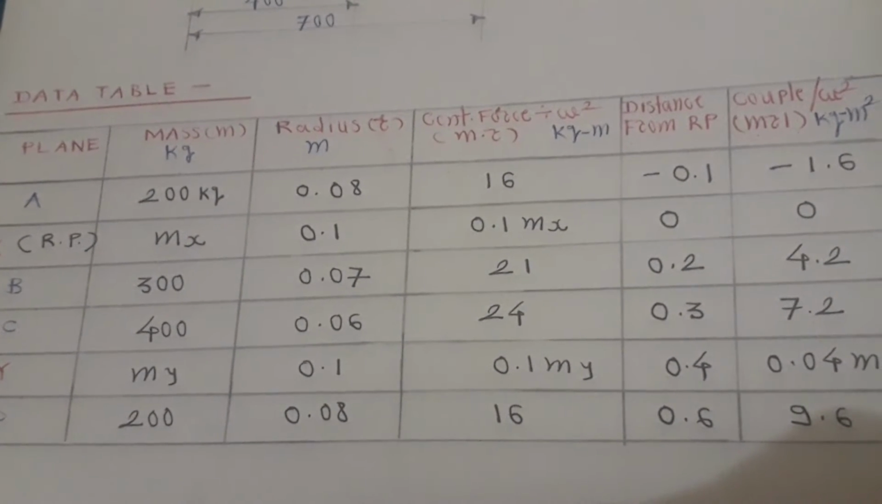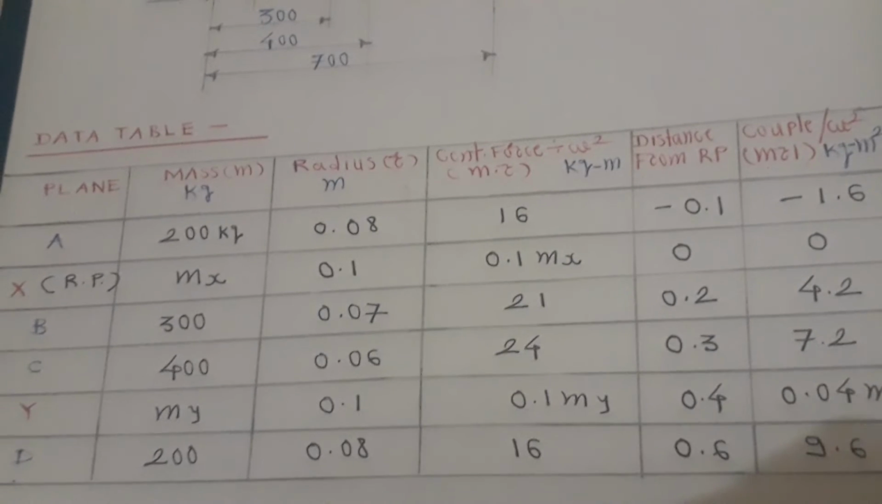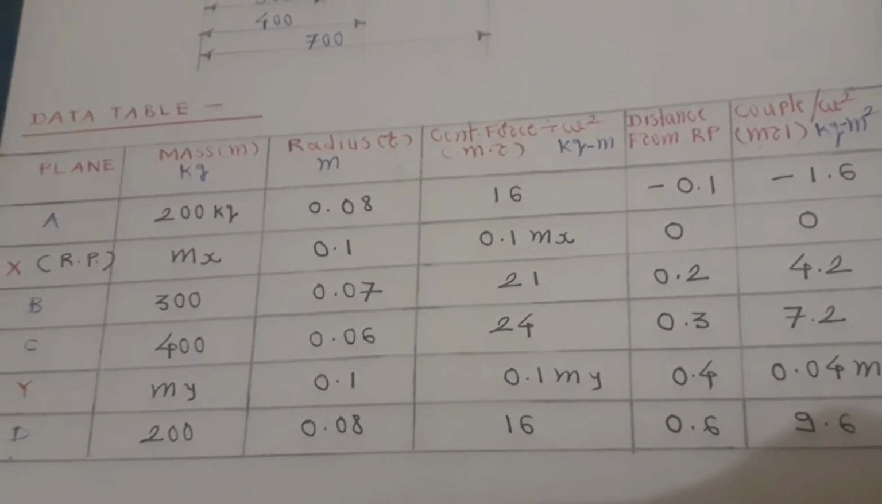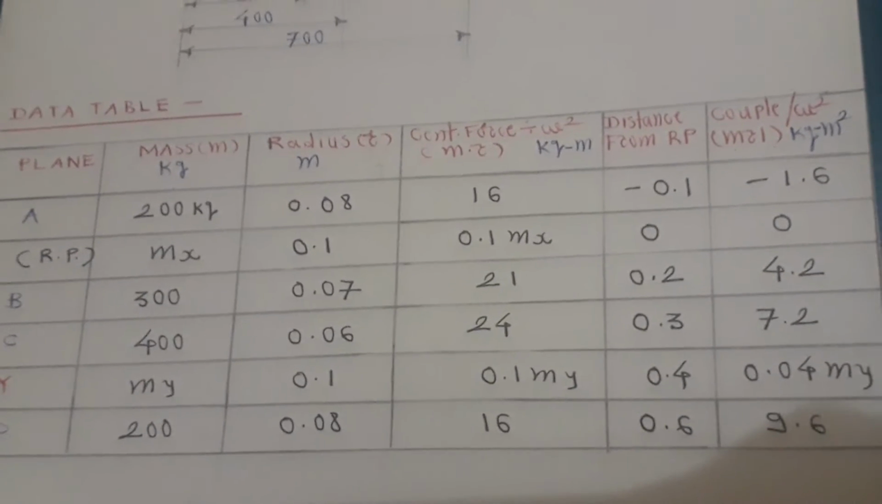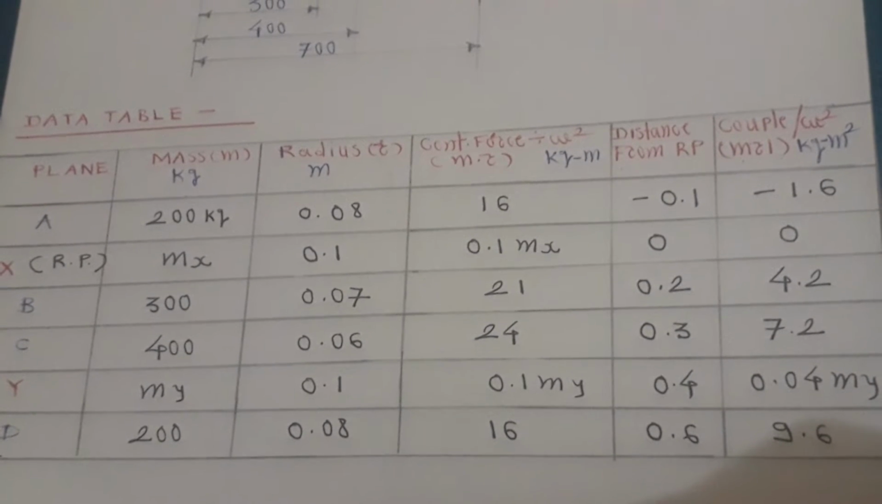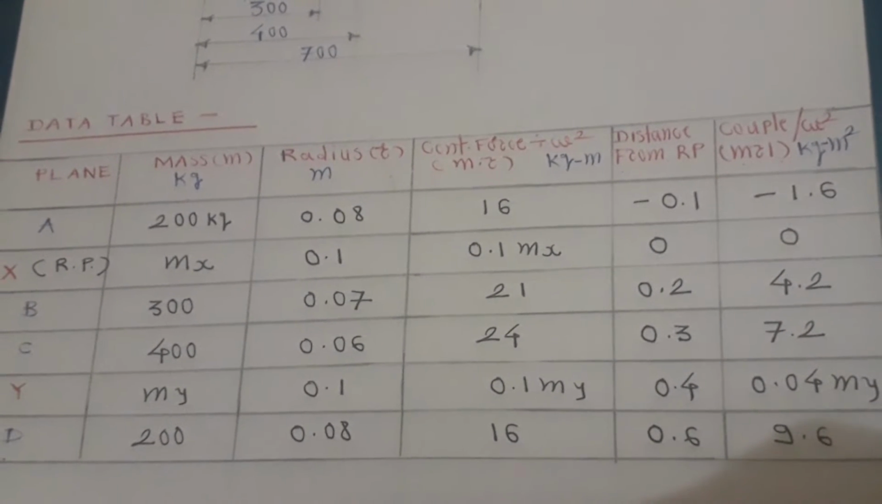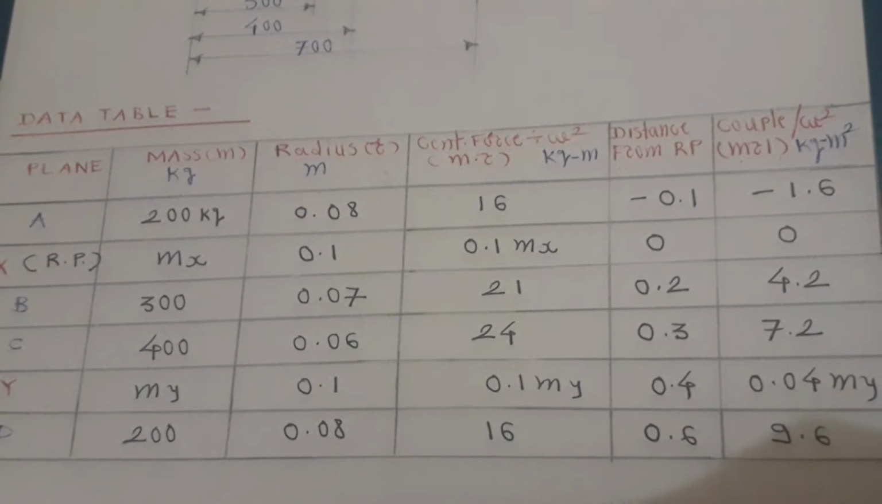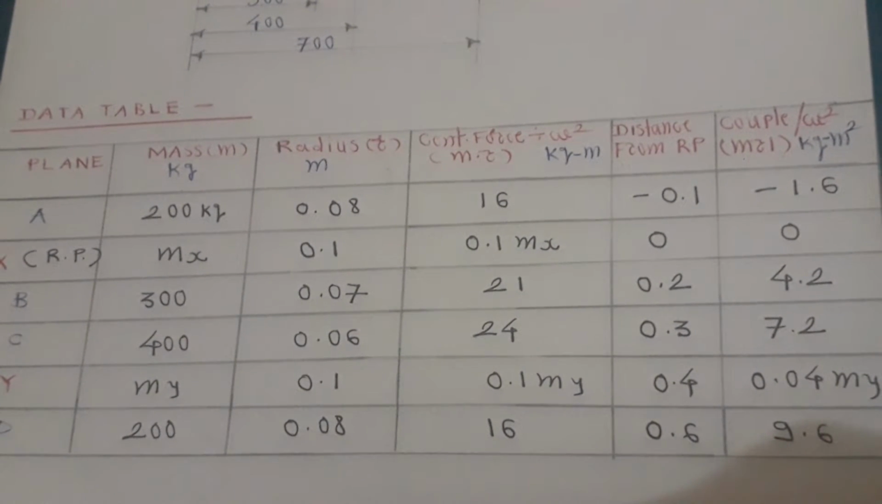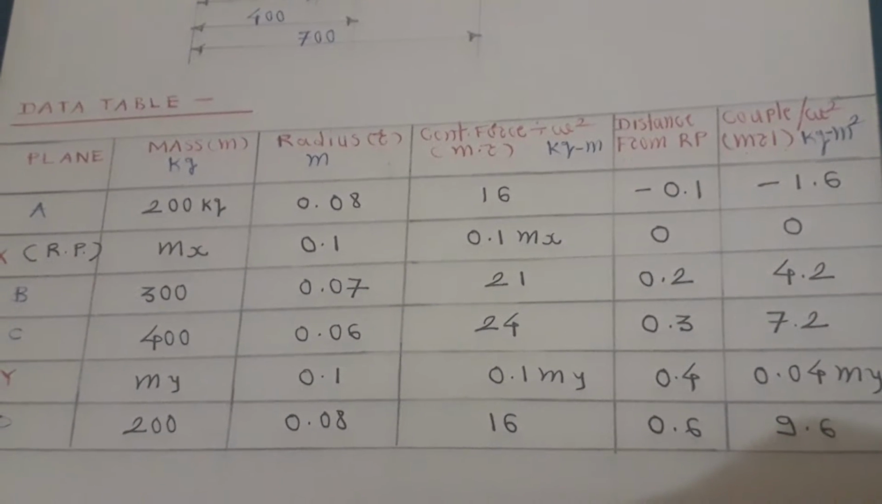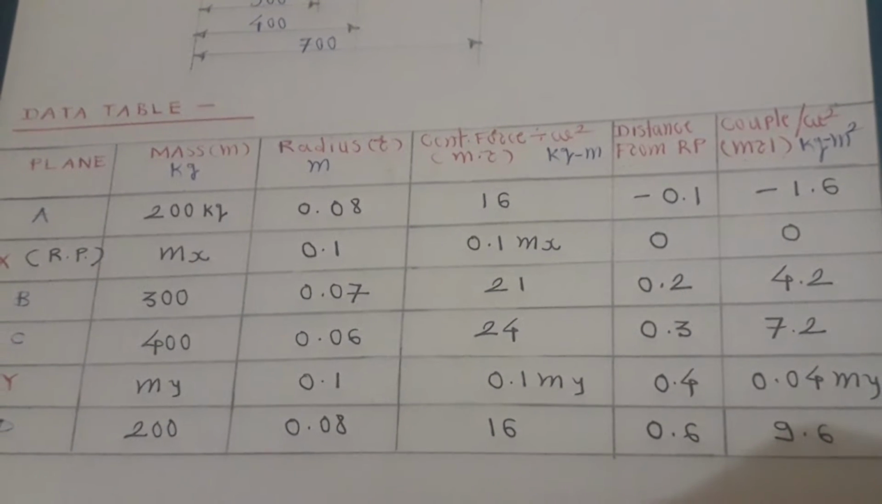Now we have to calculate the magnitude of mass x and mass y by the graphical method. For that, the first thing we have to consider is the angular position of the masses. So let us consider the angular positions of the masses.